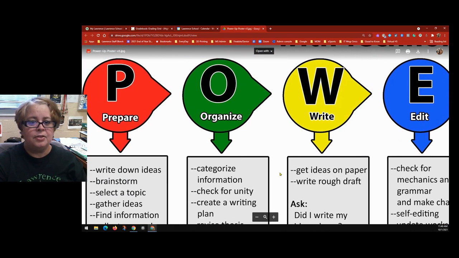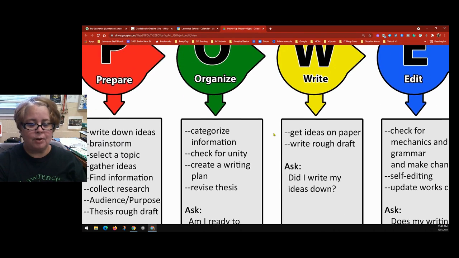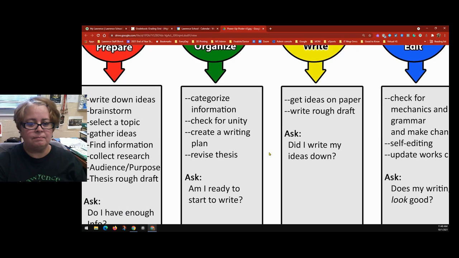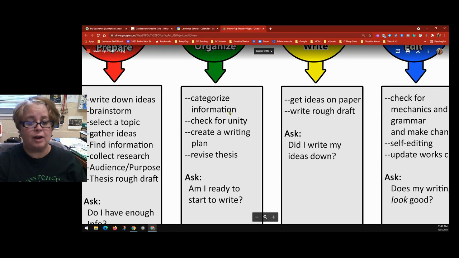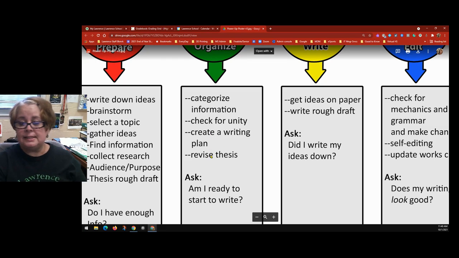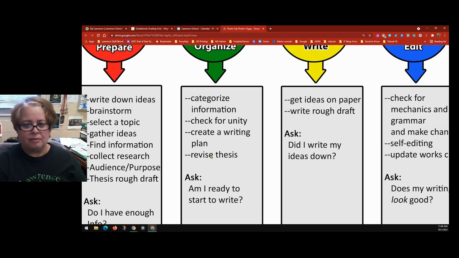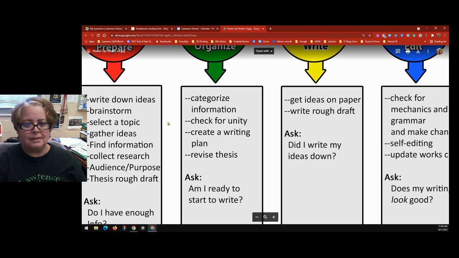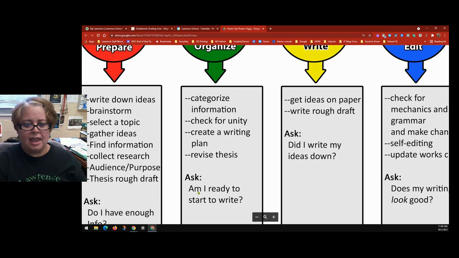Okay. The organize step of the Power Up is things like categorizing, taking all the information you collect and putting it into groups of different types of information. Do I have enough information in each category? Coming up with your writing plan and revising your thesis statement or your main topic for your writing assignment. And ask yourself, am I ready to start to write?